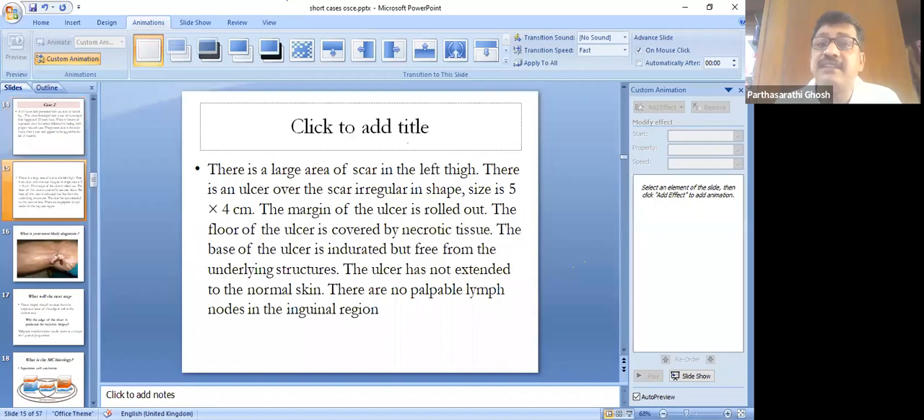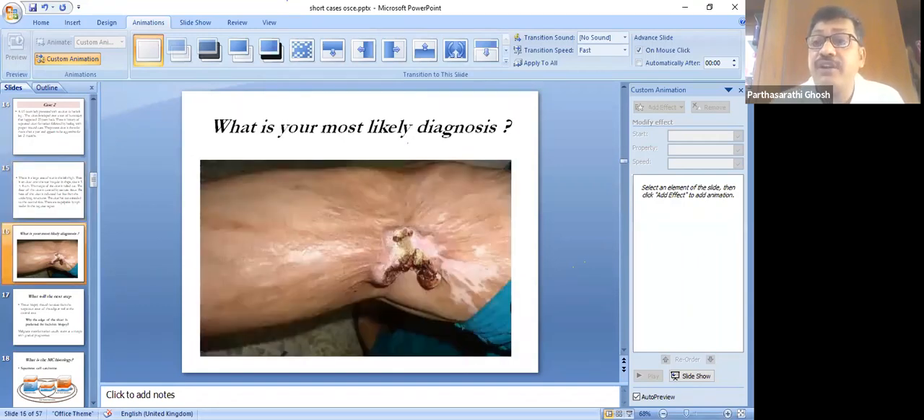On examination, there is an area of scar in the left thigh, a large area of scar, and the ulcer over the scar is irregular in shape, size approximately 5 into 4 centimeters. The margin appears to be rolled out, the floor is covered by necrotic tissue, the base is indurated, but free from the underlying structures. The ulcer has not extended to the normal skin. There are no palpable lymph nodes in the draining basin. Now, this is the picture. What would be the most likely diagnosis?